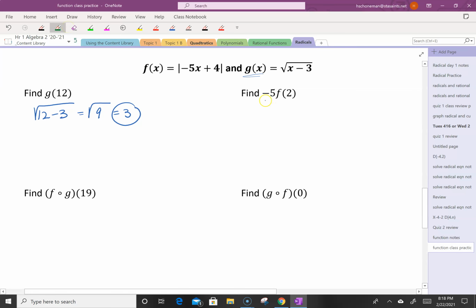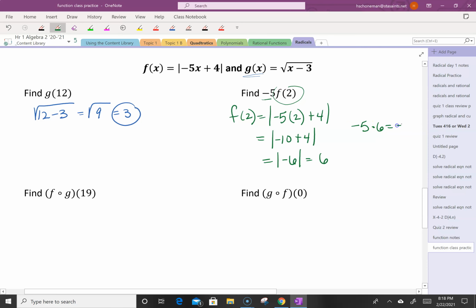On the second one, this wants negative 5 times f of 2. So always work from the inside out. So I need to find f of 2 first, and whatever that answer is, I'm going to multiply it by negative 5. So I'm going to find f of 2. So that's the absolute value of negative 5 times 2 plus 4. So that's the absolute value of negative 10 plus 4. The absolute value of negative 6, which is just 6. Now that I know this, it says once you know f of 2, multiply that times negative 5. So I'm going to have negative 5 times 6, which gives me negative 30.